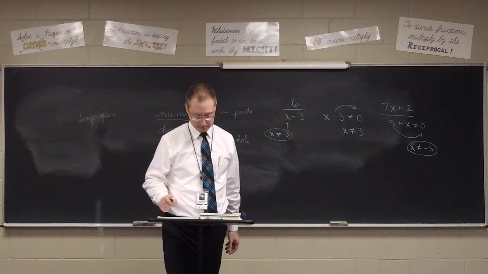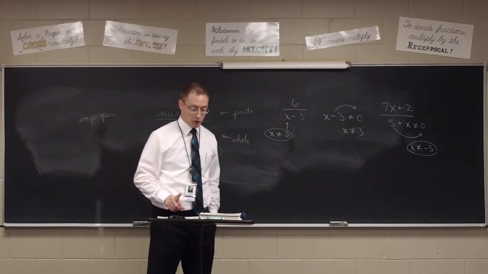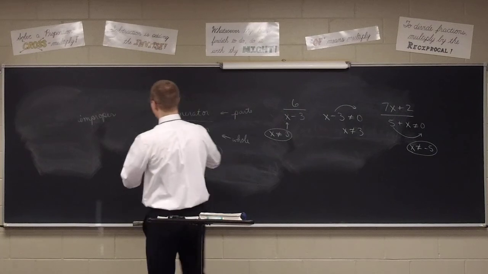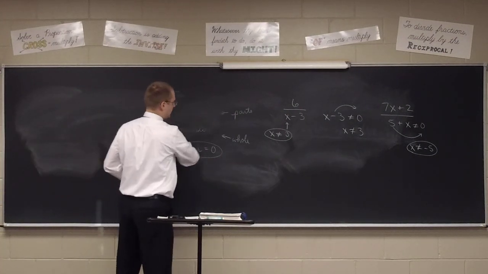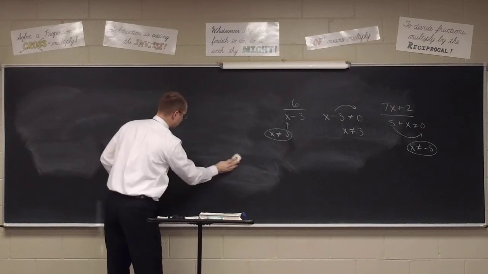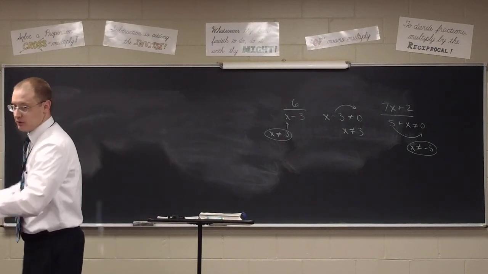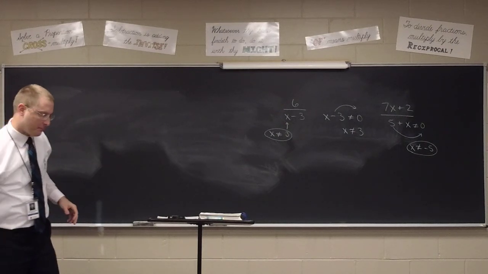Look at number 15. Set that denominator unequal to 0, and then solve to determine which value is excluded for x. Pencil down when you've got it.